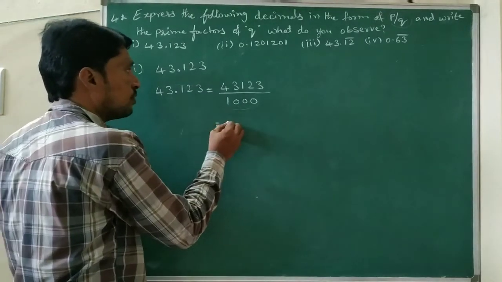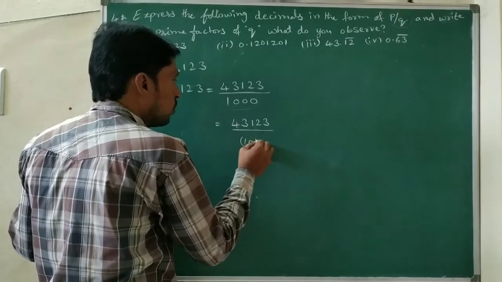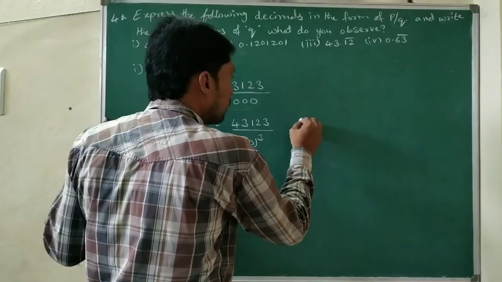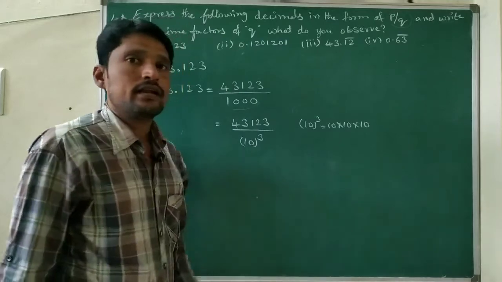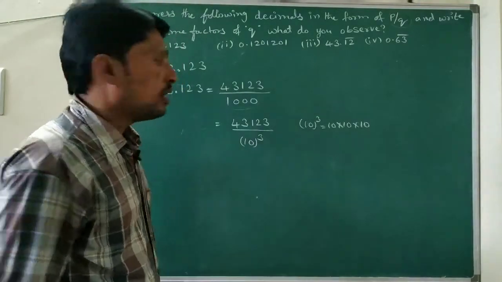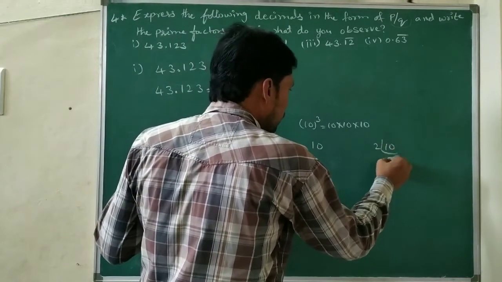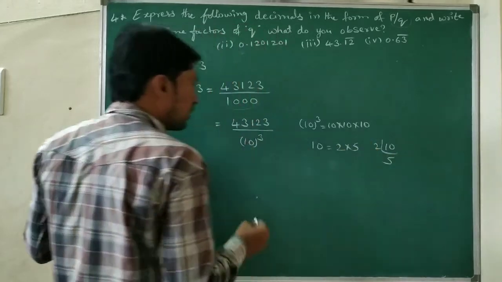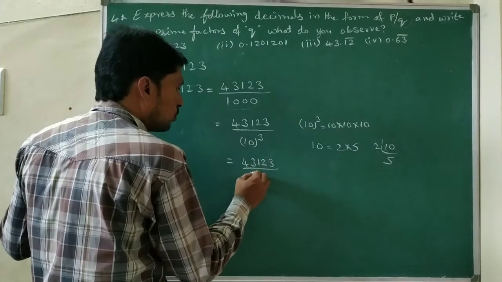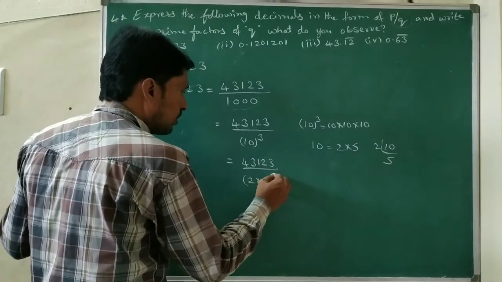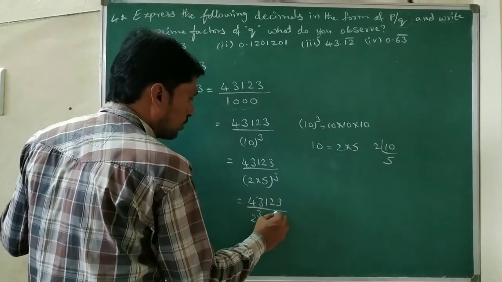Now we can write this in power notation: 43123 by 10 cube. 10 cube means 10 into 10 into 10, 3 times of 10. 10 tens are 100, 100 tens are 1000. Now for this 10 we can write the prime factors: 2 fives are 10, so we can write 2 into 5. So that equals 43123 by (2 into 5) whole power 3, that equals 43123 by 2 cube into 5 cube.